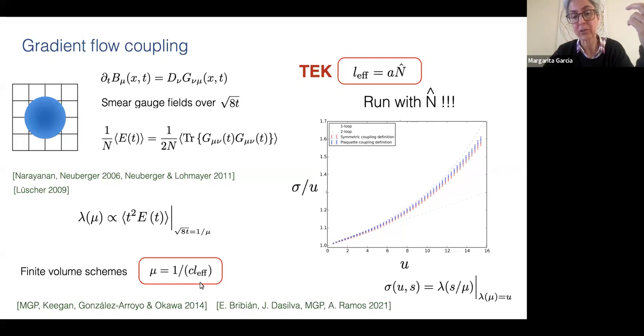So if you have twisted boundary conditions, I have argued that the volume of the box is this effective volume that combines color and spatial degrees of freedom. So in principle, one can run the coupling with this effective volume. Now if you go to TEK, the effective volume is the lattice spacing times n. So something that is nice is that here you can run the volume. I mean, you can run the scale of the coupling directly with the rank of the group, with n. And this is something that we have done.